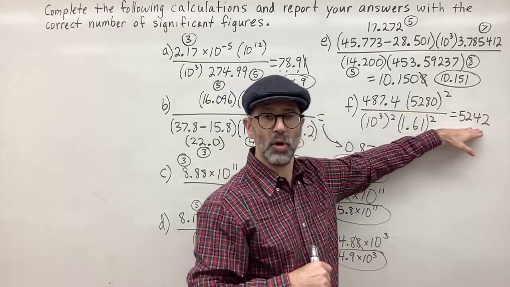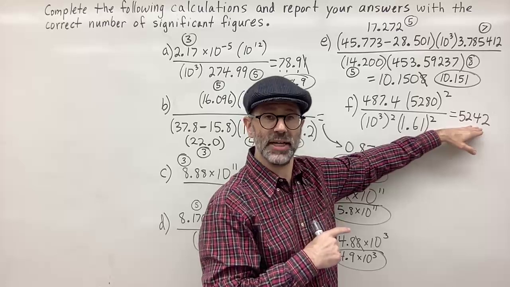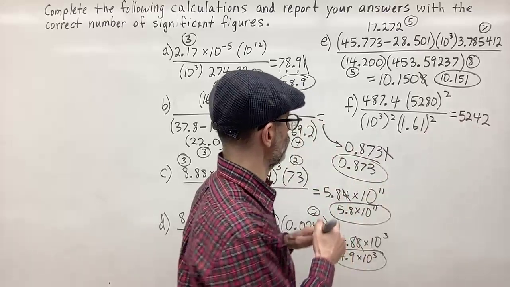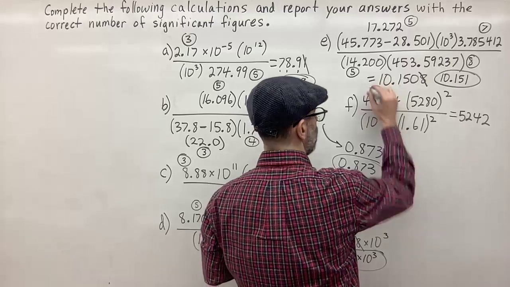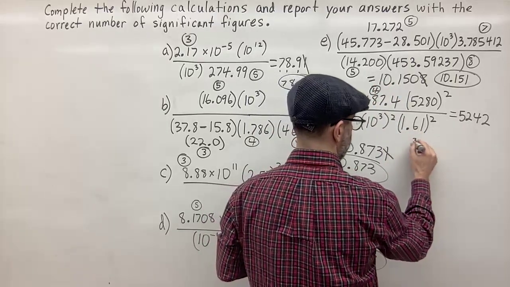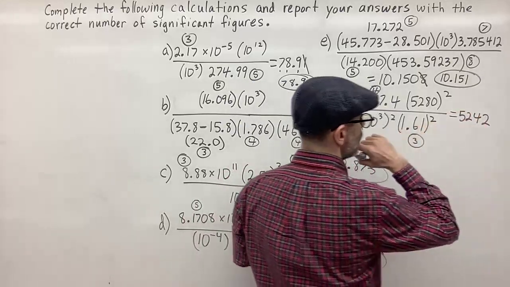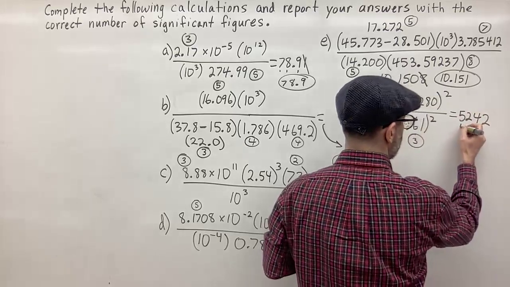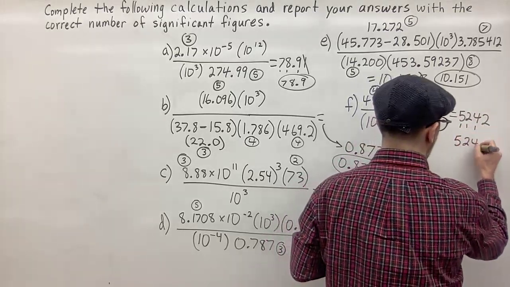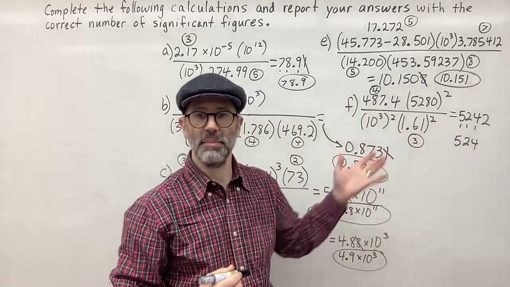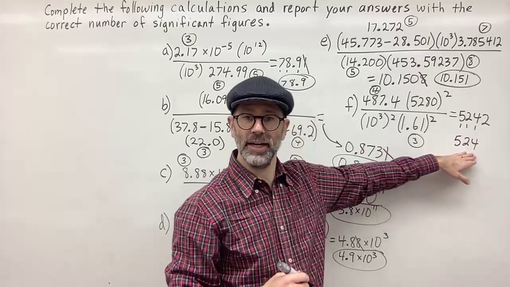So again, when we're multiplying and dividing, the answer should have the same number of sig figs as the least number of sig figs in our measures. So we got 1, 2, 3, 4 here, and we have 1, 2, 3 here. So 3 is the smallest, so we should have 3 sig figs. So we're going to have to round this to 3. 1, 2, 3. Now, do not do this. 5, 2, 4. And then be done. That is not correct. Don't do this.